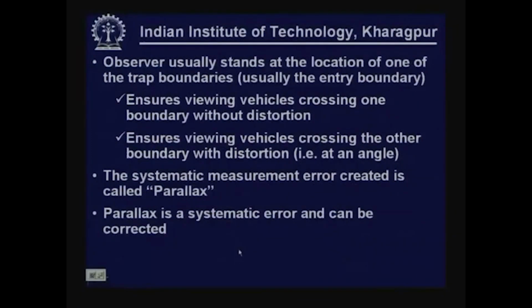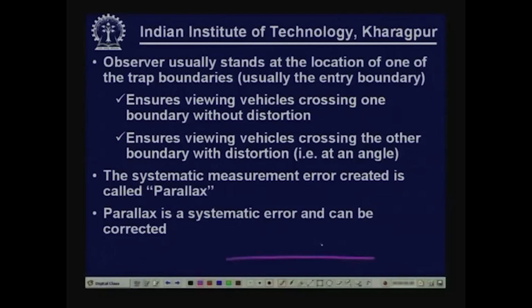Observers usually stand at the location of one of the trap boundaries, usually the entry boundaries. So, suppose if it is there, the observer will stand here. This ensures viewing a vehicle crossing one boundary without any distortion. Obviously, the vehicle is crossing, he is standing here perpendicularly, and he can see that without distortion.